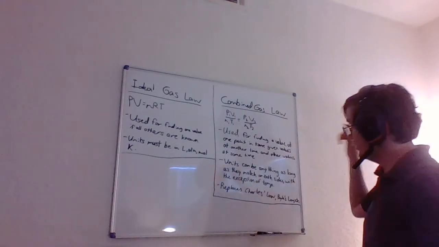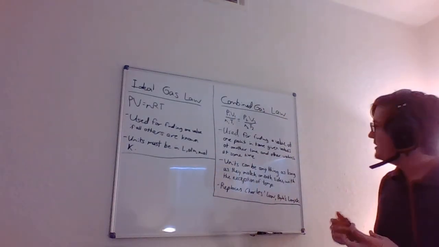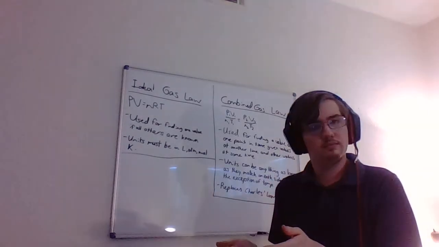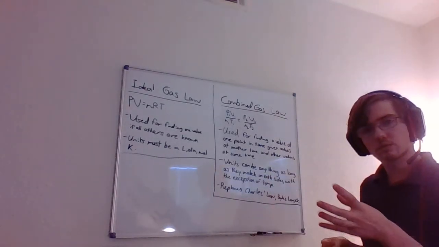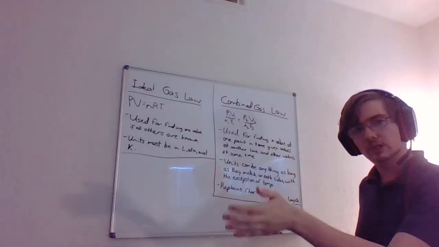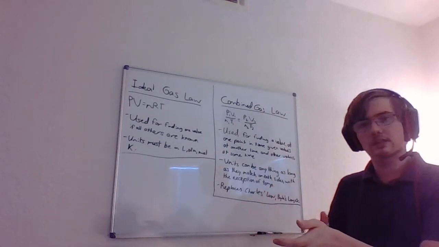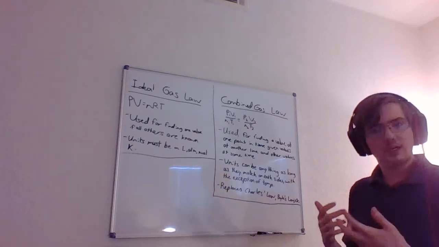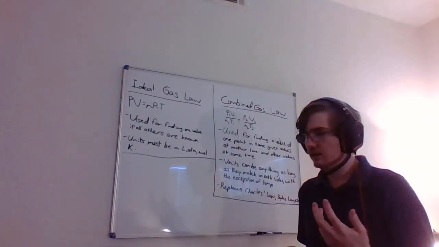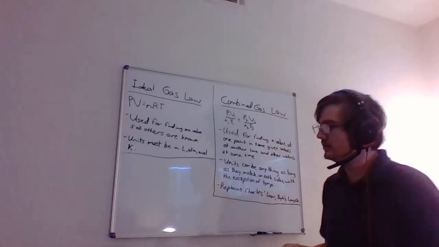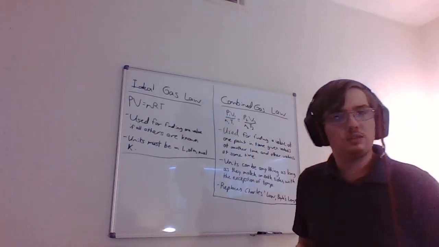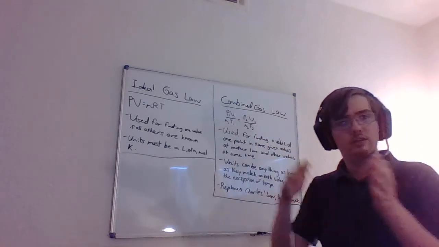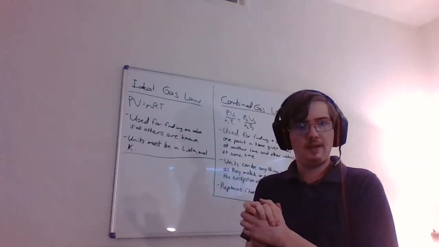The combined gas law, on the other hand, is basically a comparison at two separate points in time, right? So if you know what the state of a gas is at one point in time, you can figure out what it is at another point in time. So a very short way to say that is the ideal gas law is looking at a single point in time. The combined gas law is comparing two separate points in time.